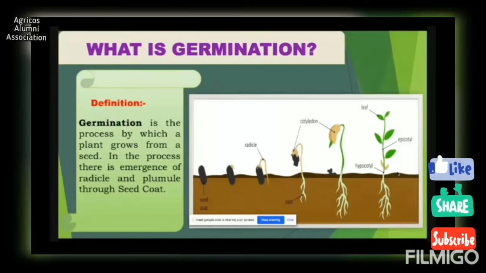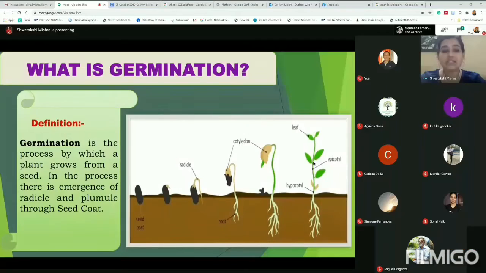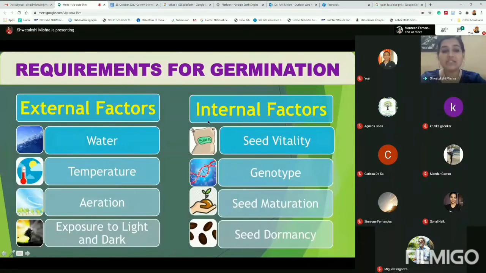This is a very important part. At least it is the key, because if there is no germination, there is no plant which is going to be formed. So it is very important to know how exactly we should germinate the seeds. Now there are certain requirements for germination.